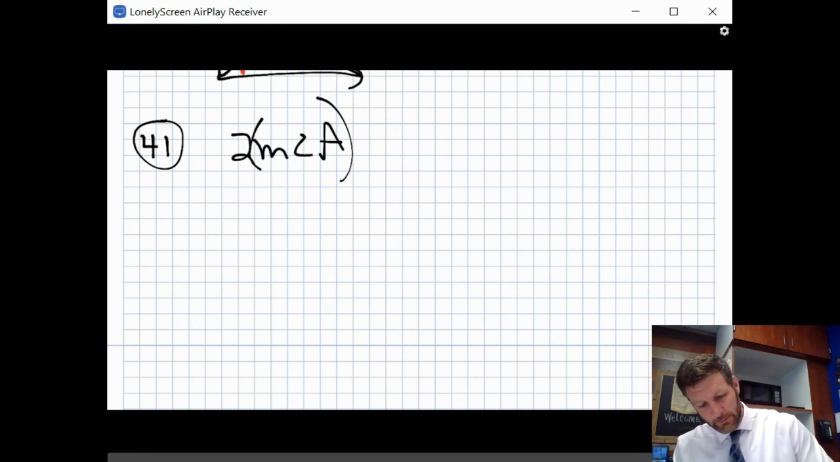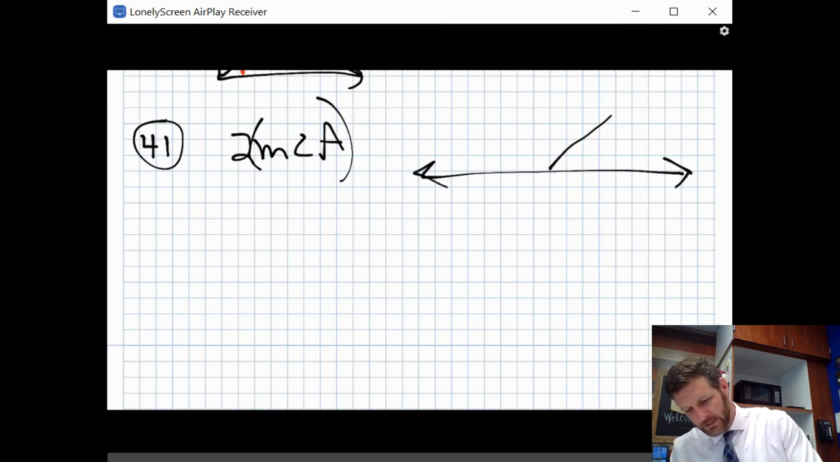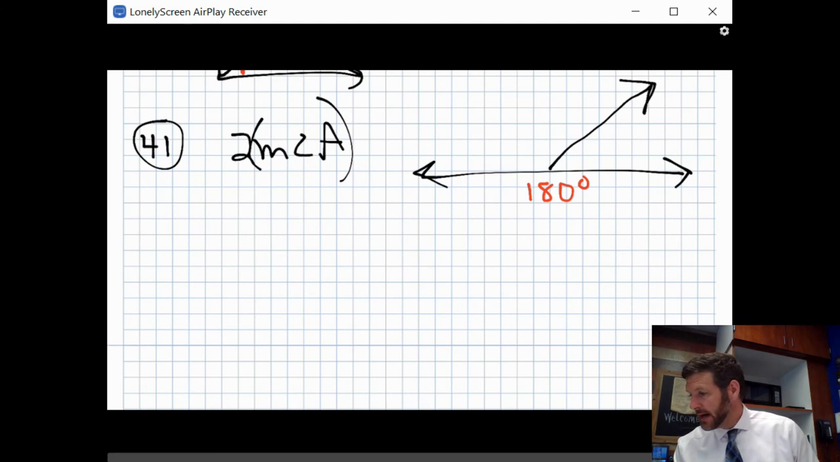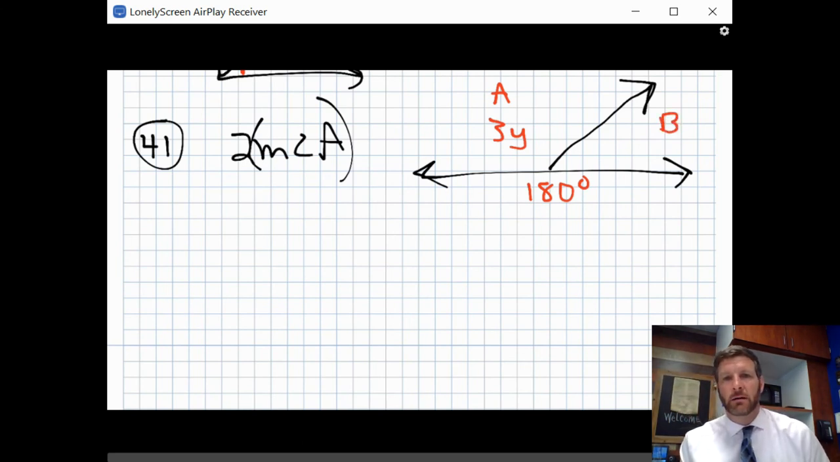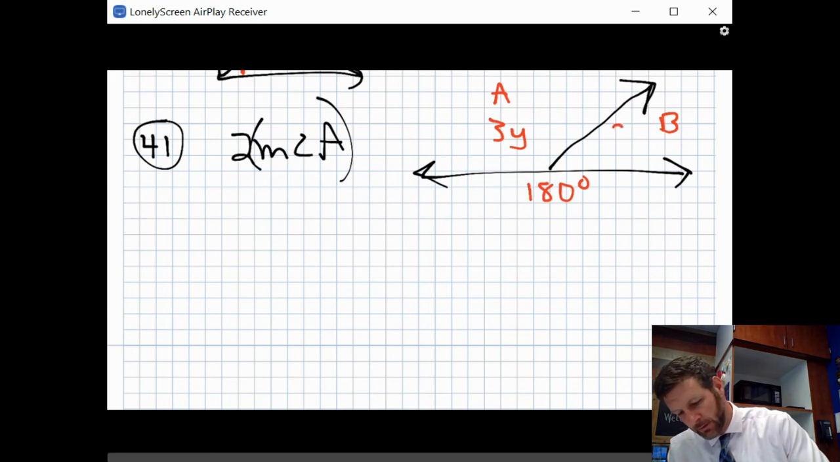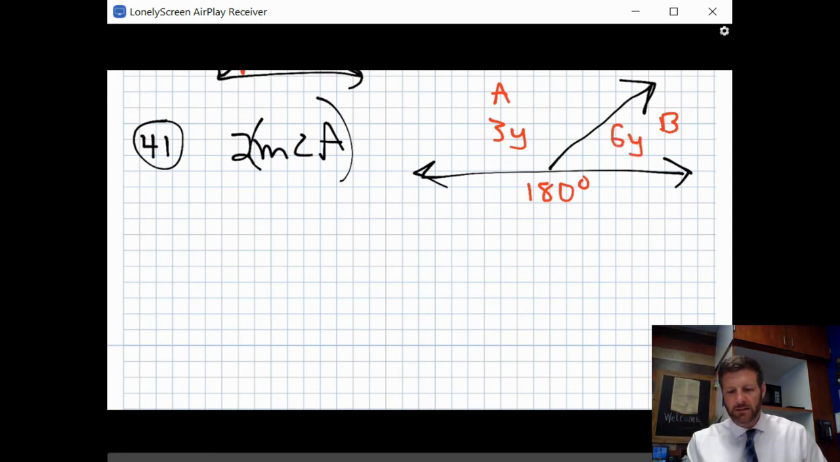So in other words, we're talking about supplementary angles, which means they form a linear pair. They look like this, 180 degrees total. And it says that angle A, we'll call this angle A over here, is 3y. And it says that angle B is twice as big as angle A. So what's twice as big as 3y? Well, 2 times 3y, or 6y. So B is twice as big as angle A.